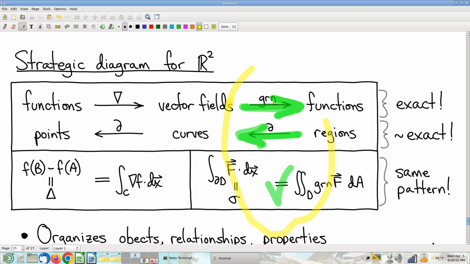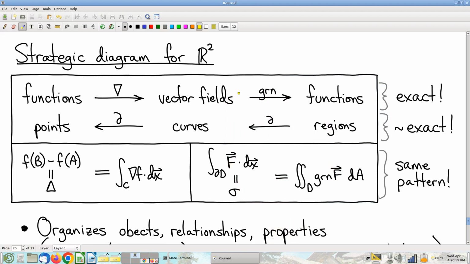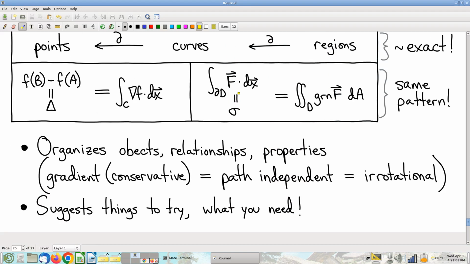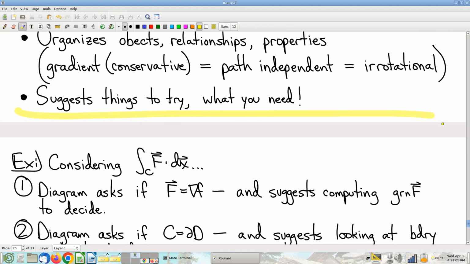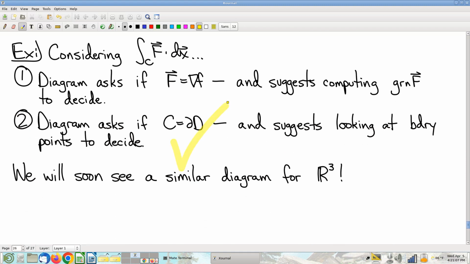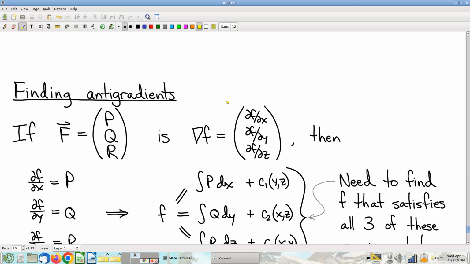Let's see here. How are we doing on time? We are out of time. Okay, so I'm going to have to call it here. I'm going to draw the line right here, and I will say a little bit more about this next time, and then we'll have to talk about anti-gradients.